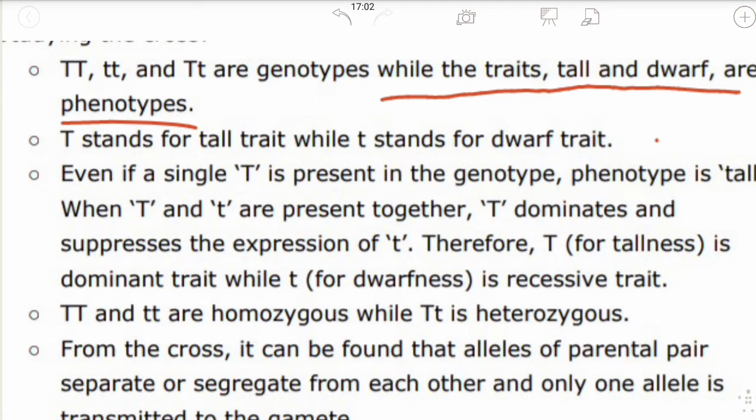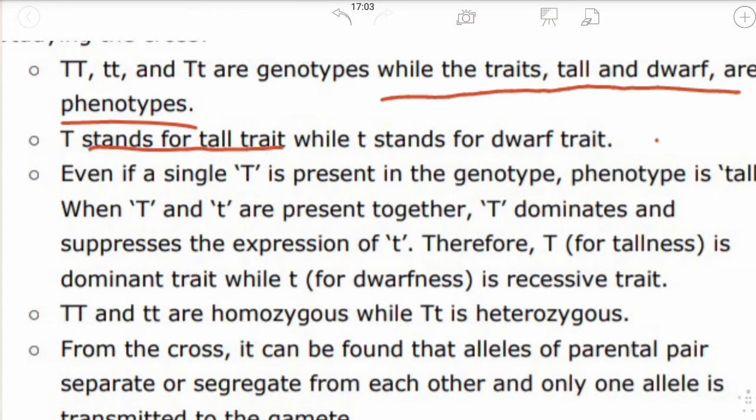So what are phenotypes? Phenotypes are the physical or any observable characters. Take for example, your tallness is an observable character, your hair color and skin color are all observable characters. Such as tallness and dwarfness are phenotypes. To understand genotypes, phenotypes, homozygous, heterozygous and many more things, you should go and watch the terminologies video. I have made one video.